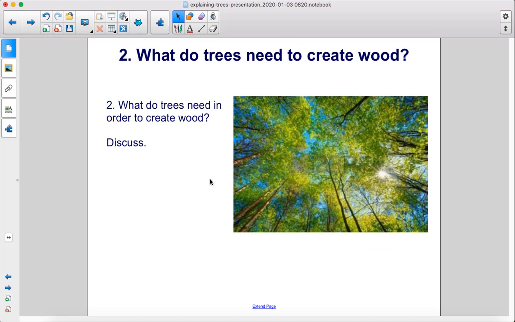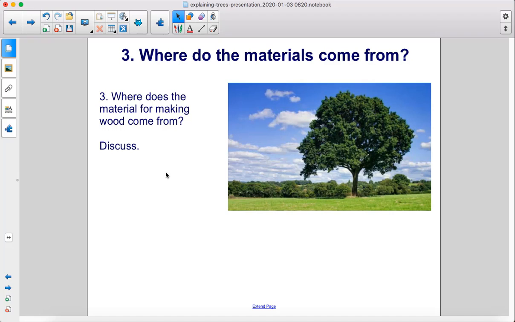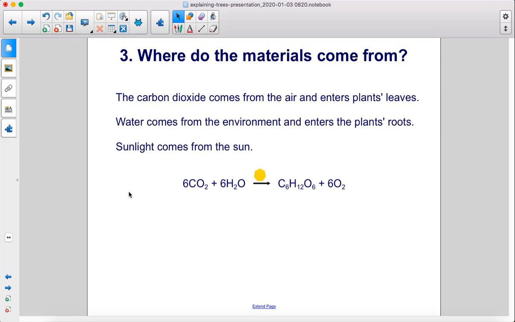Question 2. What do trees need in order to create wood? Discuss. Trees need carbon dioxide, water, and sunlight to create the glucose which constitutes wood. They also need to be able to discharge oxygen. Question 3. Where does the material for making wood come from? Discuss. The carbon dioxide comes from the air and enters plants' leaves. Water comes from the environment and enters the plant's roots. Sunlight comes from the sun.